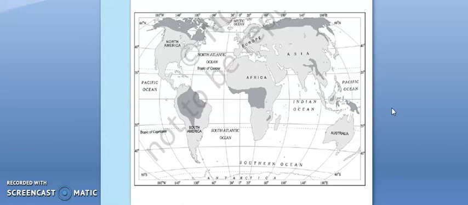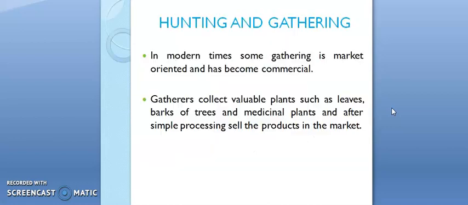Even the question comes: discuss the distribution of hunting and gathering in our world. Now the next thing about hunting and gathering in modern times: what happened? Some gathering is market oriented, because as I said earlier, they started these things in a very primitive manner for their own subsistence only. But nowadays hunting and gathering is a market oriented program, because even the villagers collect these things to sell in the market. So gathering has now become a commercial practice. Earlier it was a subsistence practice, but now it is a commercial practice.